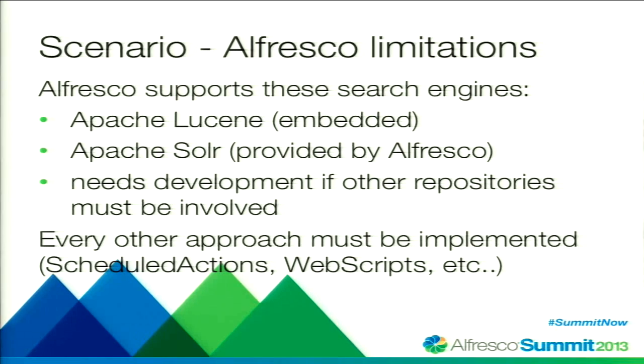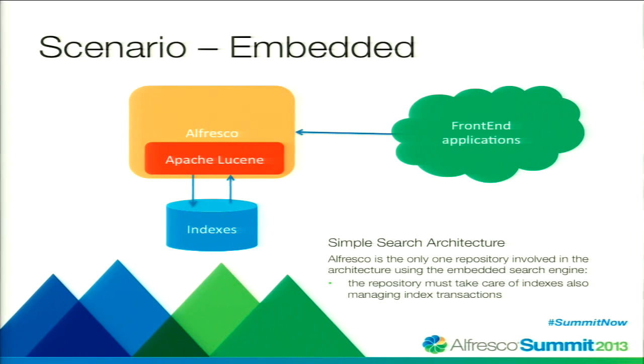So, this is the scenario. We have an Alfresco instance. We have some applications in the front end. Typically this is a simple search architecture. So we have some external applications that have some users that will invoke some queries on Alfresco. Alfresco has the indexes provider, in this case Lucene, and this is the simple scenario.